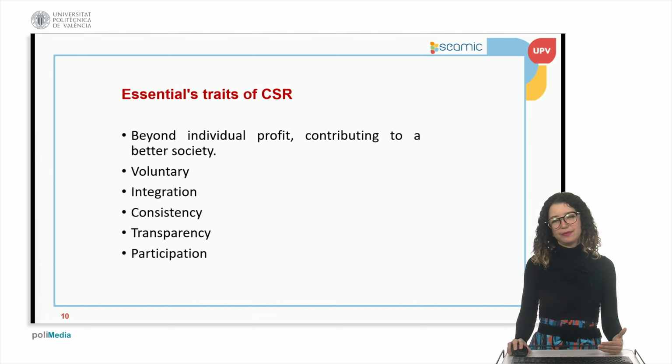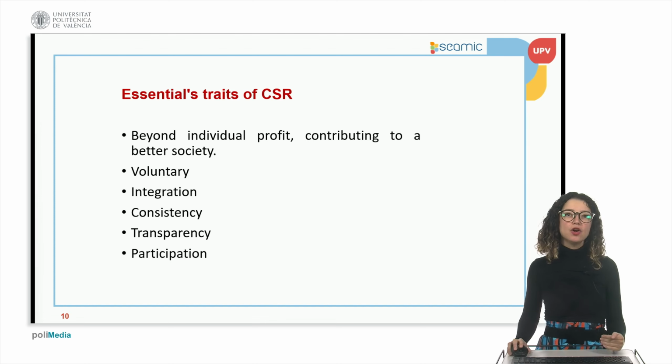Participation means dialogue. The essence of CSR is to understand the company as an actor within society and as an institution that must be legitimized through communication, in contrast to a concept of the company that considers itself as independent or even opposed and in conflict with society.